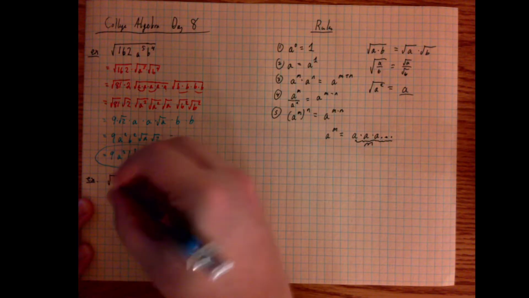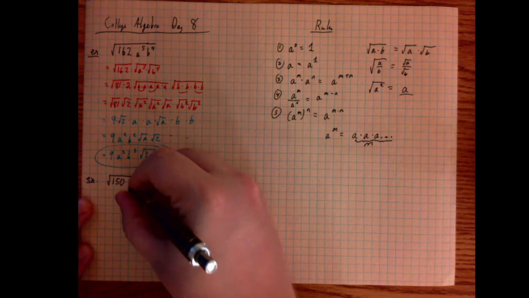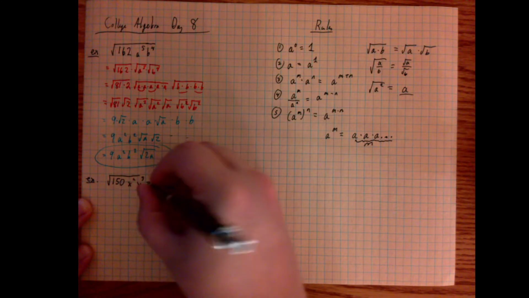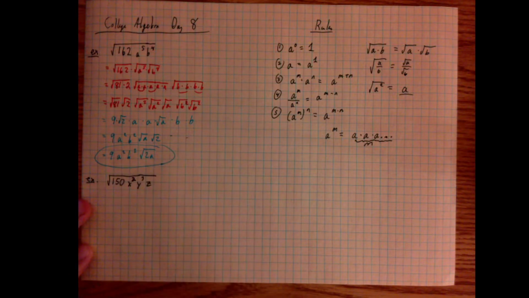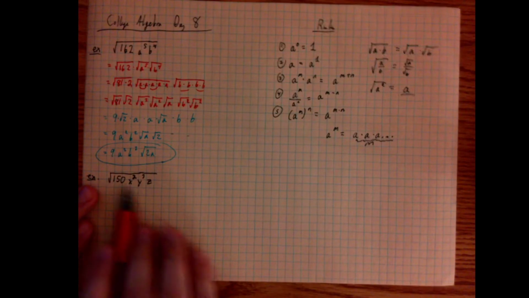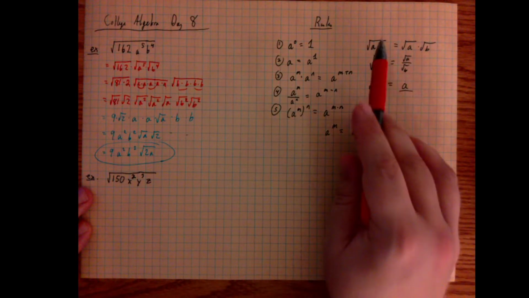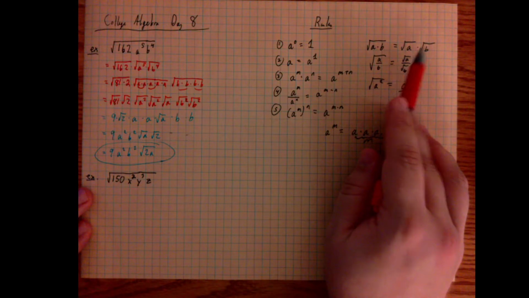The square root of 150 x squared y cubed z. X squared. Make sure that's nice and clear. All right. So it's like before. One of the things we can do when we have a big radical is we can break it into a bunch of smaller radicals. As long as what's inside the radical is being multiplied, you may break it into separate radicals that are being multiplied.